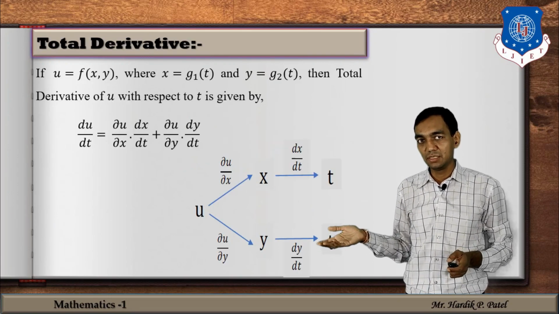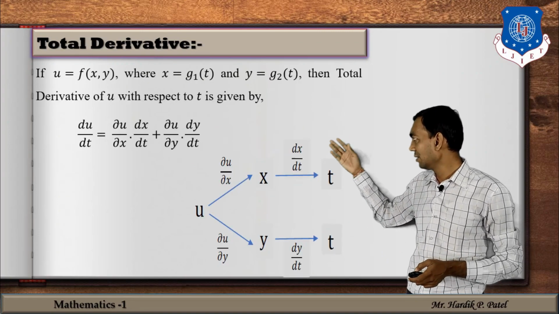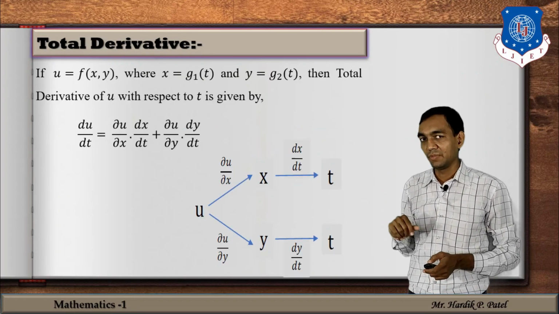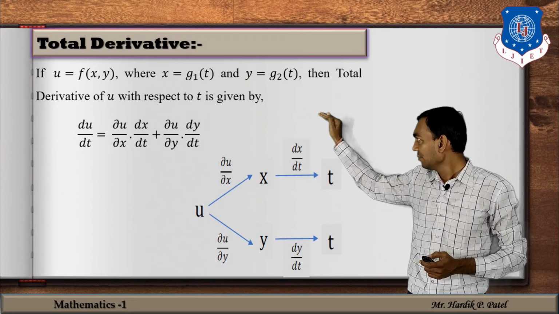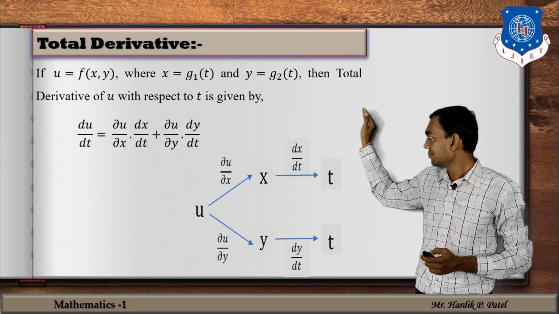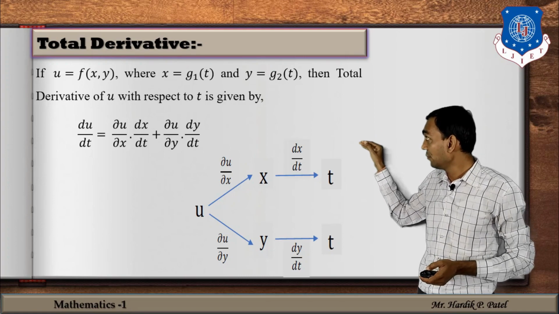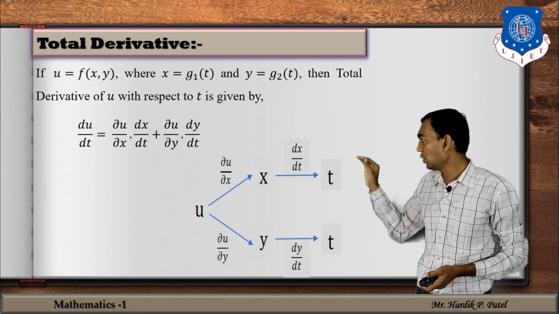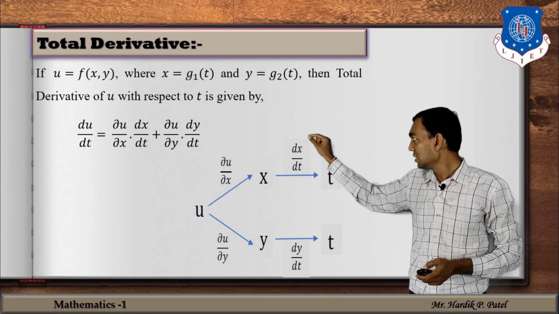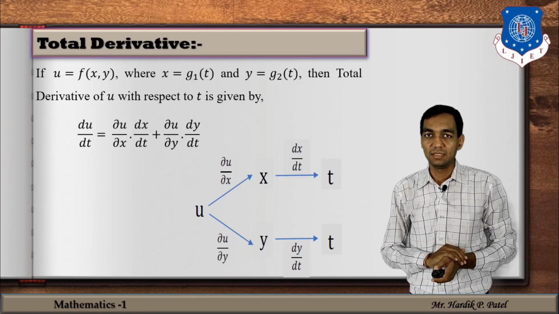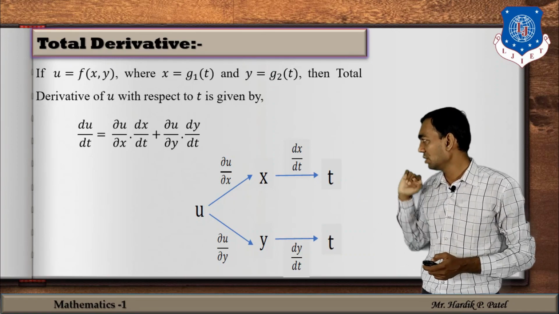In the same manner, suppose you have a multivariable function, u is a function of x and y, and we are going with a total derivative. That means u is a function of x and y, where x is a function of t and y is a function of t. Then in that case you can find the total derivative. Why? Because if you put the value of x and y in u, then u is going to be a function of t at last. That means u is a function of one variable. That's why you can find out the total derivative.